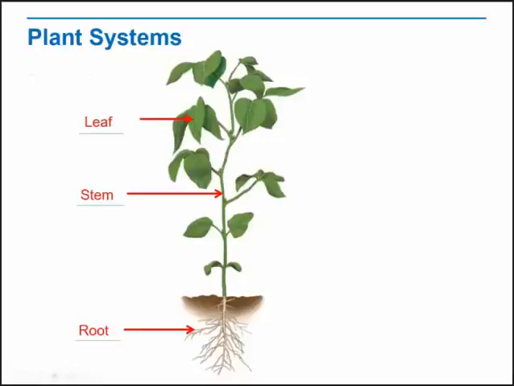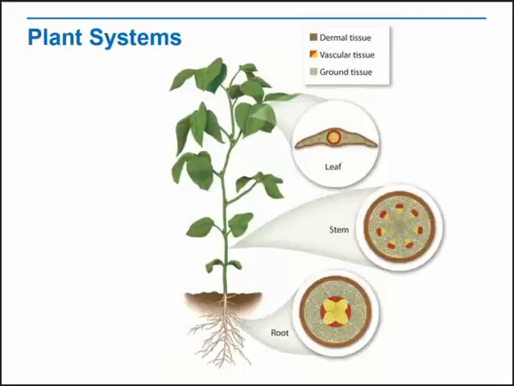The three plant organs are the leaf, stem, and root. They are composed of different types of tissues: dermal tissue, vascular tissue, and ground tissues. Dermal tissue is on the outside of the organ. Vascular tissue is in the center of the root, in a ring both in the stem and in the veins of a leaf. Ground tissues fill the outer spaces.